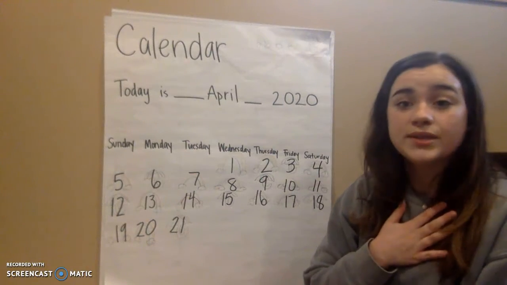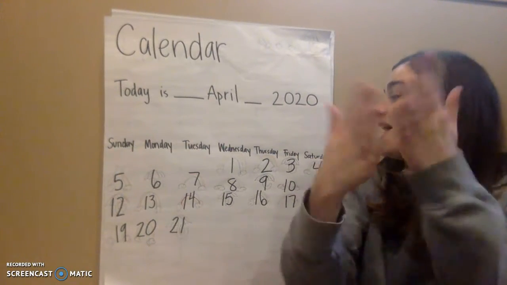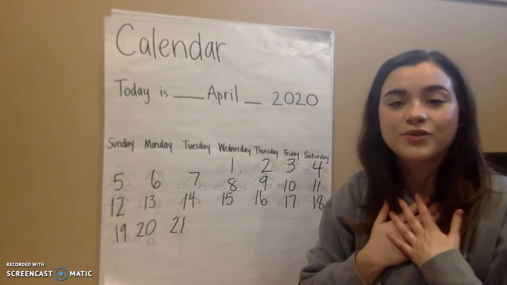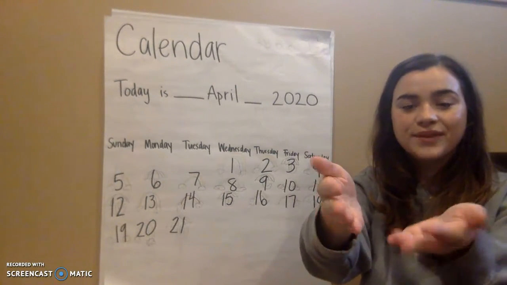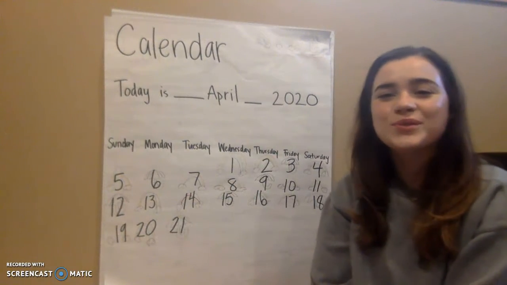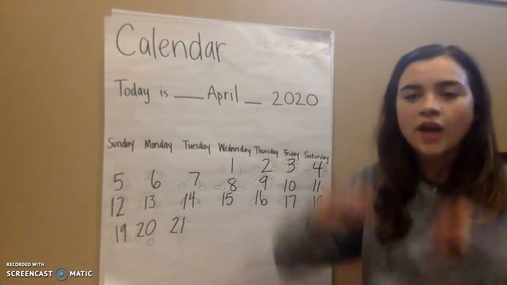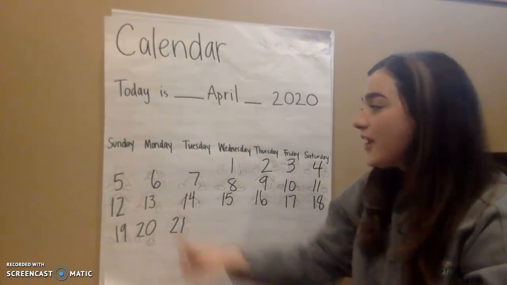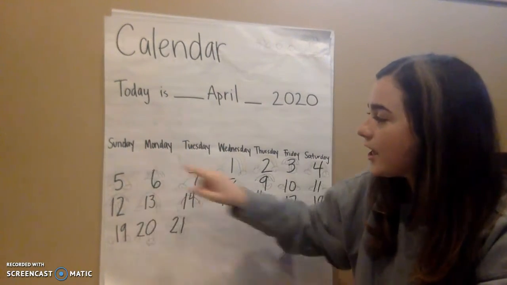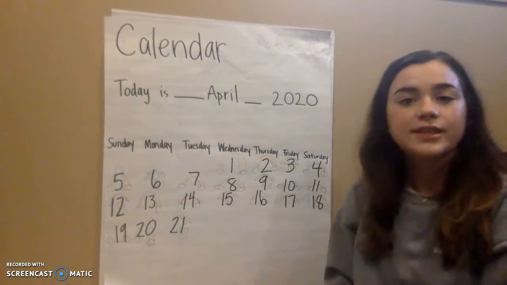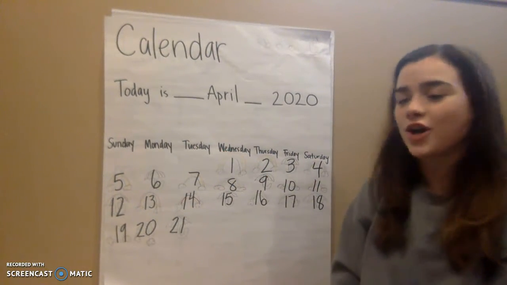Now we're going to do our date. Today is Tuesday, April 21, 2020. Today is Tuesday, all day long. Woo! Yesterday was Monday. Tomorrow will be Wednesday.